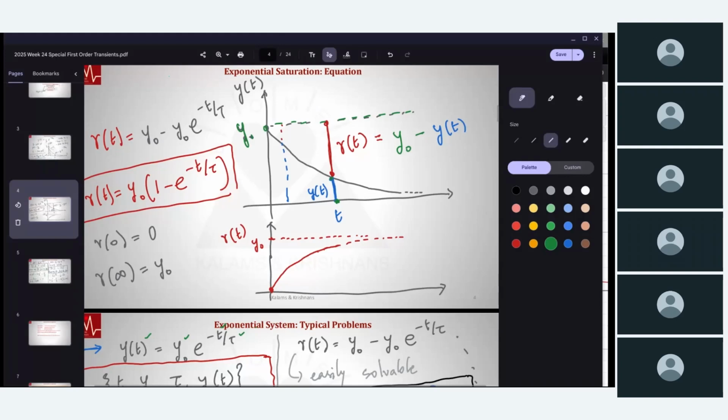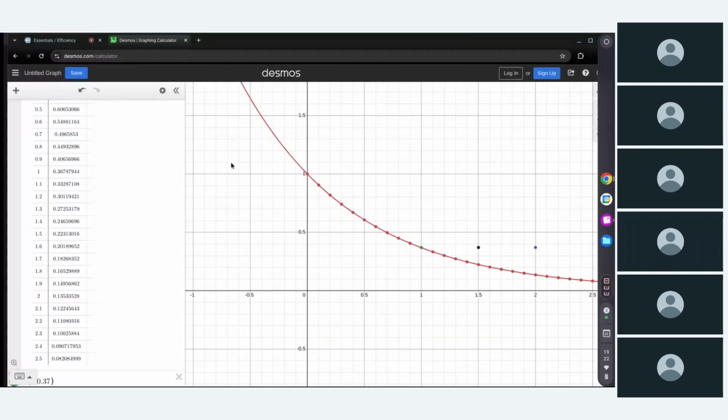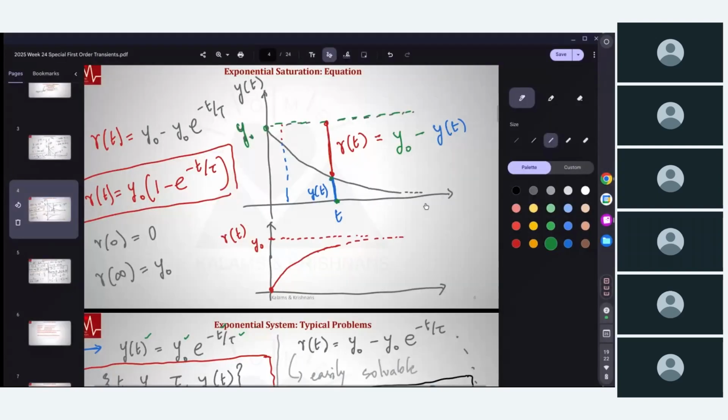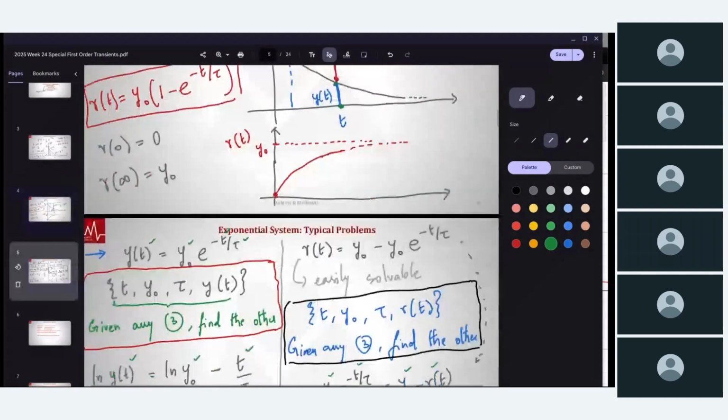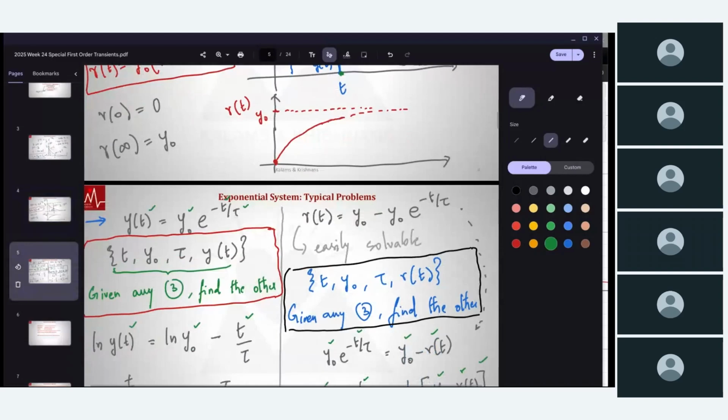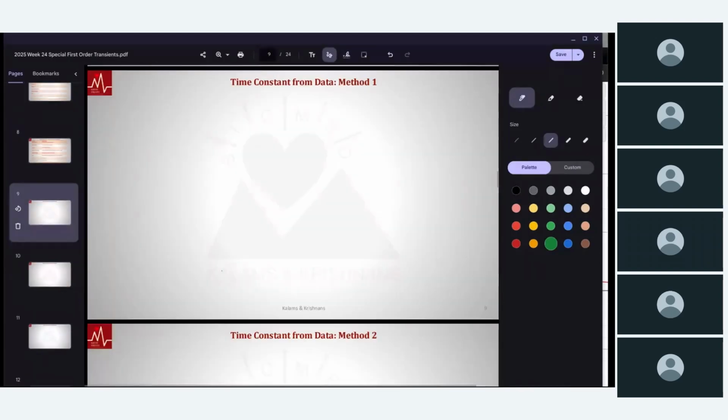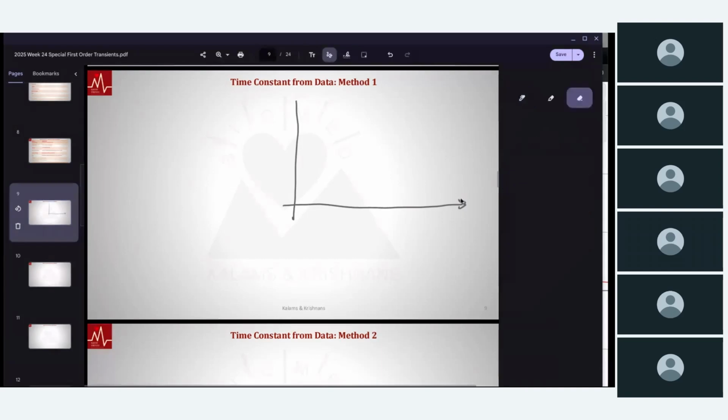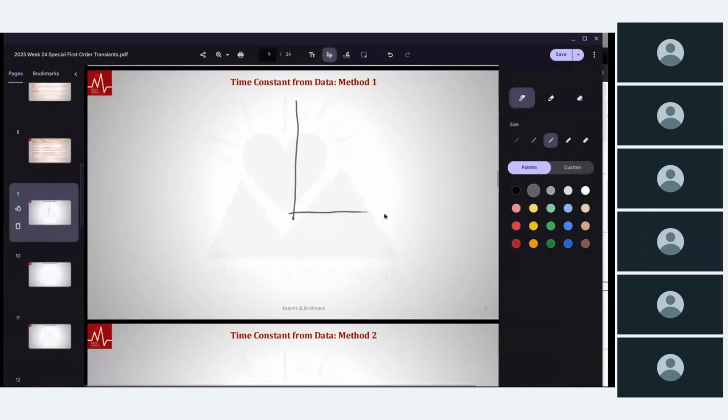You don't have to take ln on both sides, just look at 2 points. You can actually get it from the figure. This is the first non-typical thing that they do. Given any 3, find the other. Given a figure, find the time constant. Let me actually show that. Time constant from data. Okay, the starting value need not be 1. The starting value can be anything.